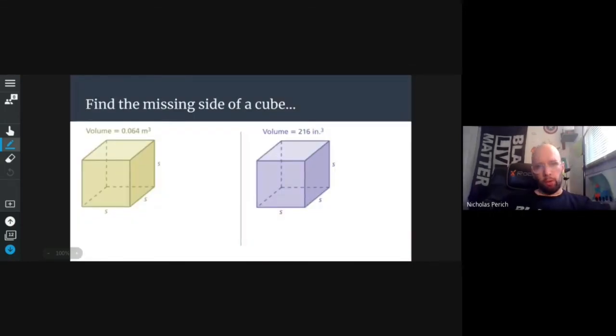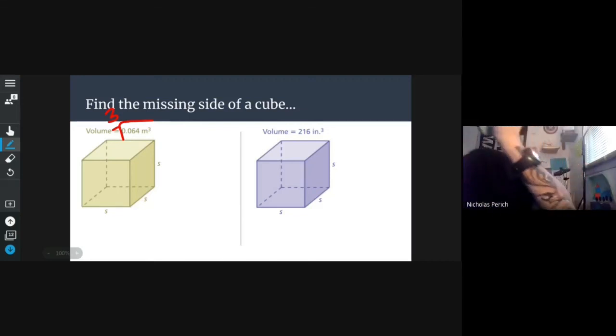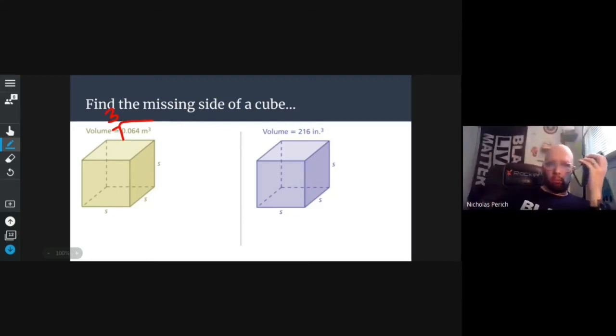So in order to find the side of that cube, I'm going to cube root everything. I don't know what that is. What's the cube root of 0.064? The cube root of 0.064 is 0.4. 0.4 meters, because remember, I'm taking the cube root of that number, and I'm taking the cube root of meters cubed, which kills off that little 3 there.